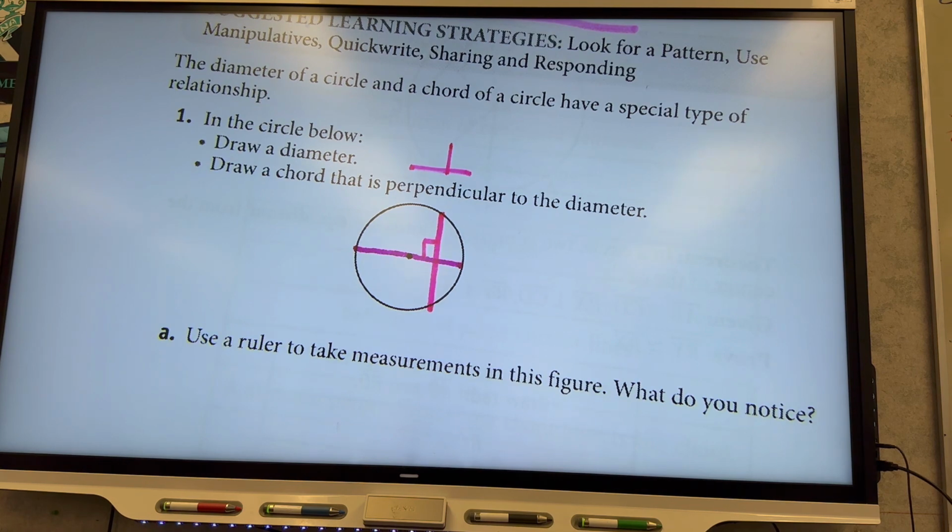Making a right angle. Well, we know that they're perpendicular. Cutting it in half, right? That's exactly it. It is cutting it in half. When something is cutting something else in half, we learned the word for this yesterday. It starts with a B. Bisects. A bisector, right? The diameter is the bisector of the chord. So that's what we notice.